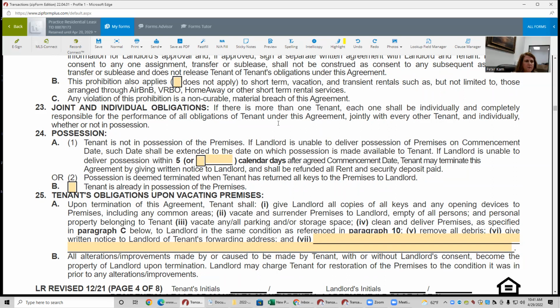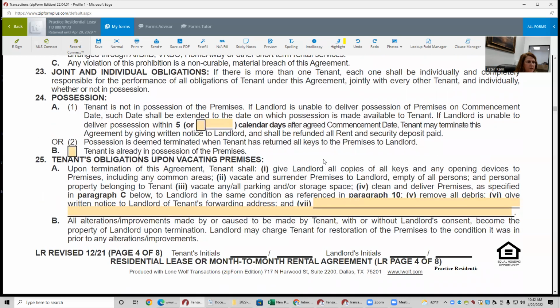Okay. So that's nice for the landlord because we have had those situations where one young person isn't paying and the other 3 had to. So that you can point out if you're renting to tenants to the landlord, okay? That or there's more than one and it's not a family. So possession, tenant is in possession of the premises. If landlord, this is important, if the landlord is unable to deliver possession of the premises on the commencement date, such date shall be extended to the date on which possession is made available to tenant.